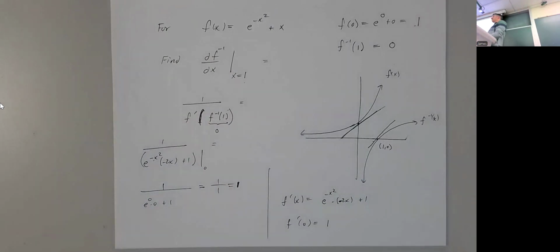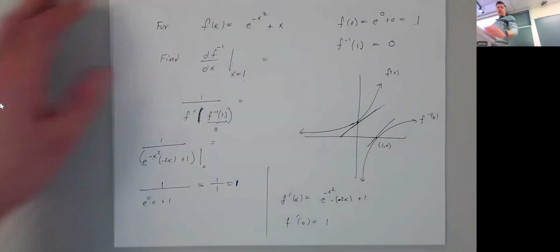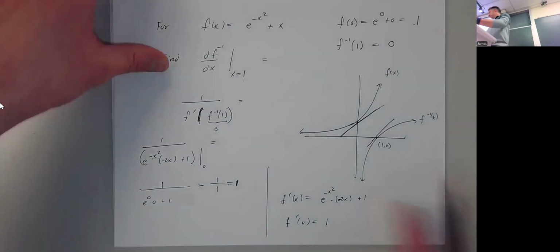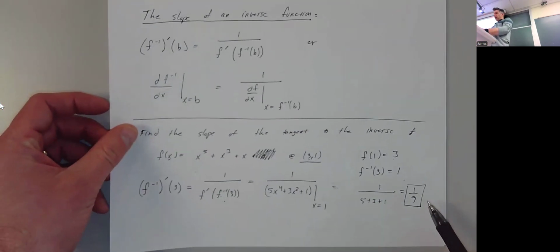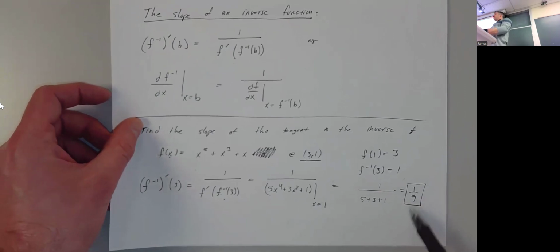So are the tangent lines of inverse functions always parallel to each other? No, this is a unique example. In the previous example, they were definitely not parallel, right? So this one here was 1/9, and the other one was going to be positive 9.